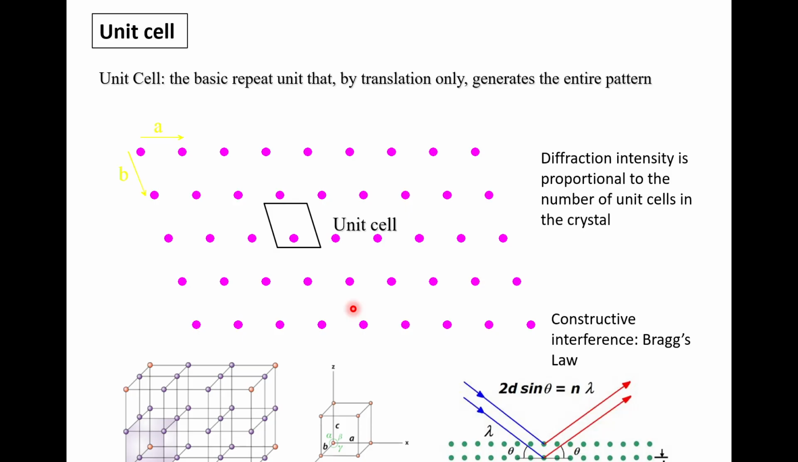So more electrons means more intensity. More unit cells means more atoms arranged in those unit cells, and your crystal size is also larger, so you will get larger intensity in the diffraction pattern, right? So the more unit cells, the larger the diffraction intensity.